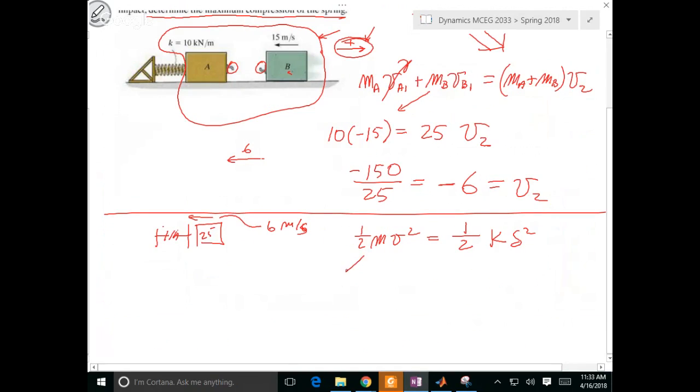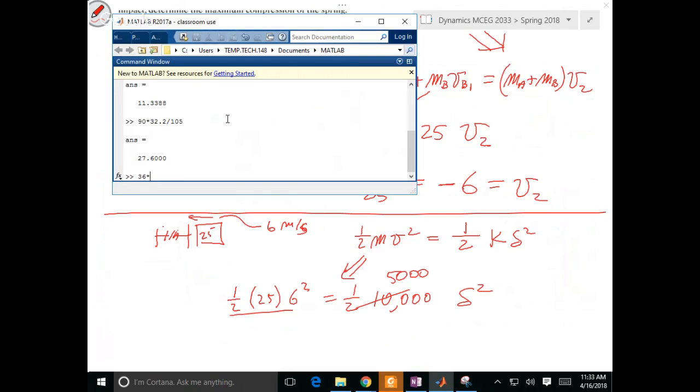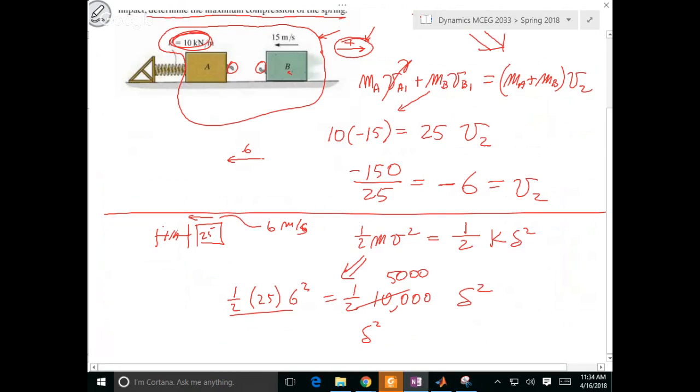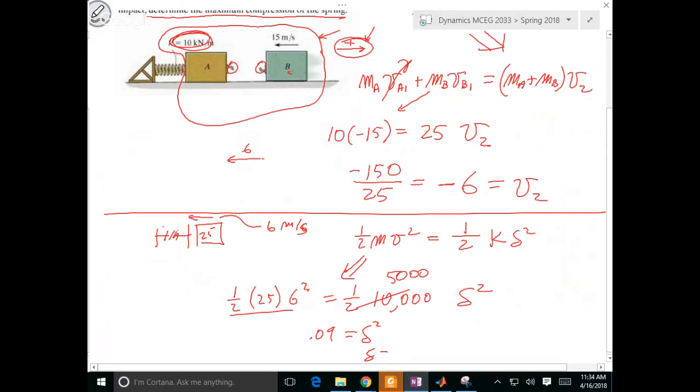And so what you end up with over here is 1/2 times the total mass of these things hooked together, times the velocity 6 squared, equals 1/2 times the spring stiffness, 5,000, times delta squared. So I don't know what that number is. What's 36 times 25 divided by 2 divided by 5,000? 0.09. Then I have to square root it. That gives 0.3. So delta is equal to 0.3.